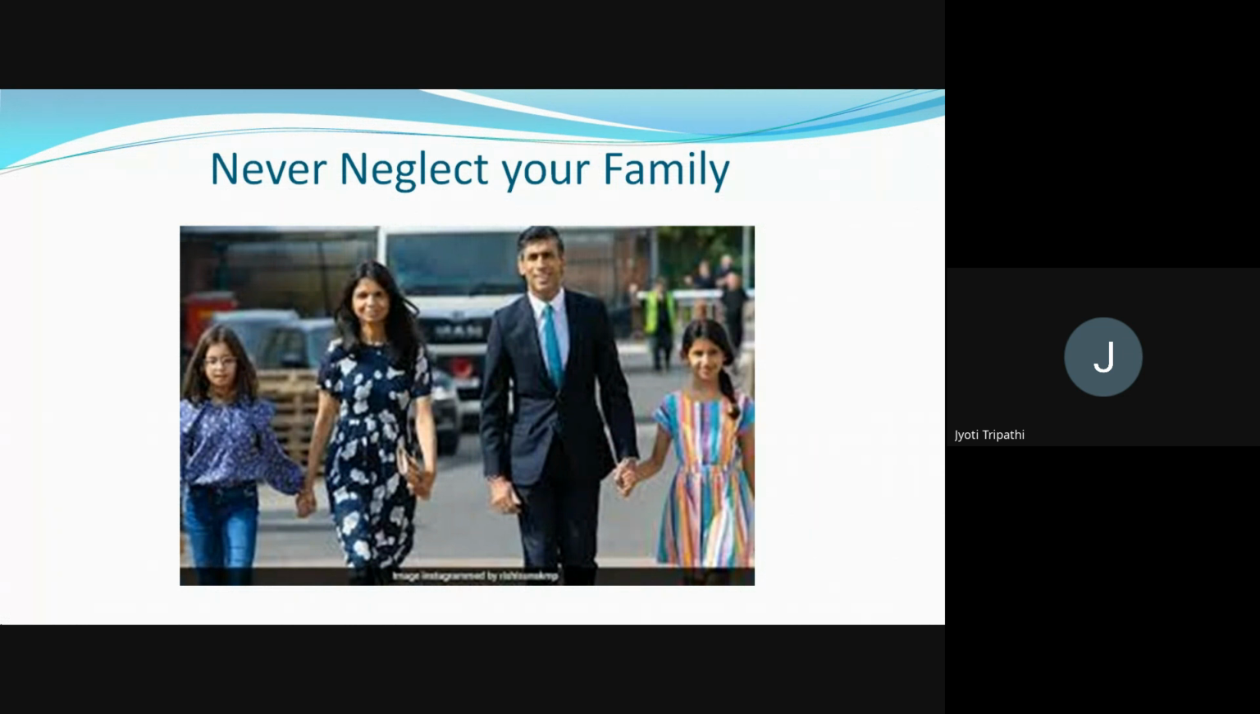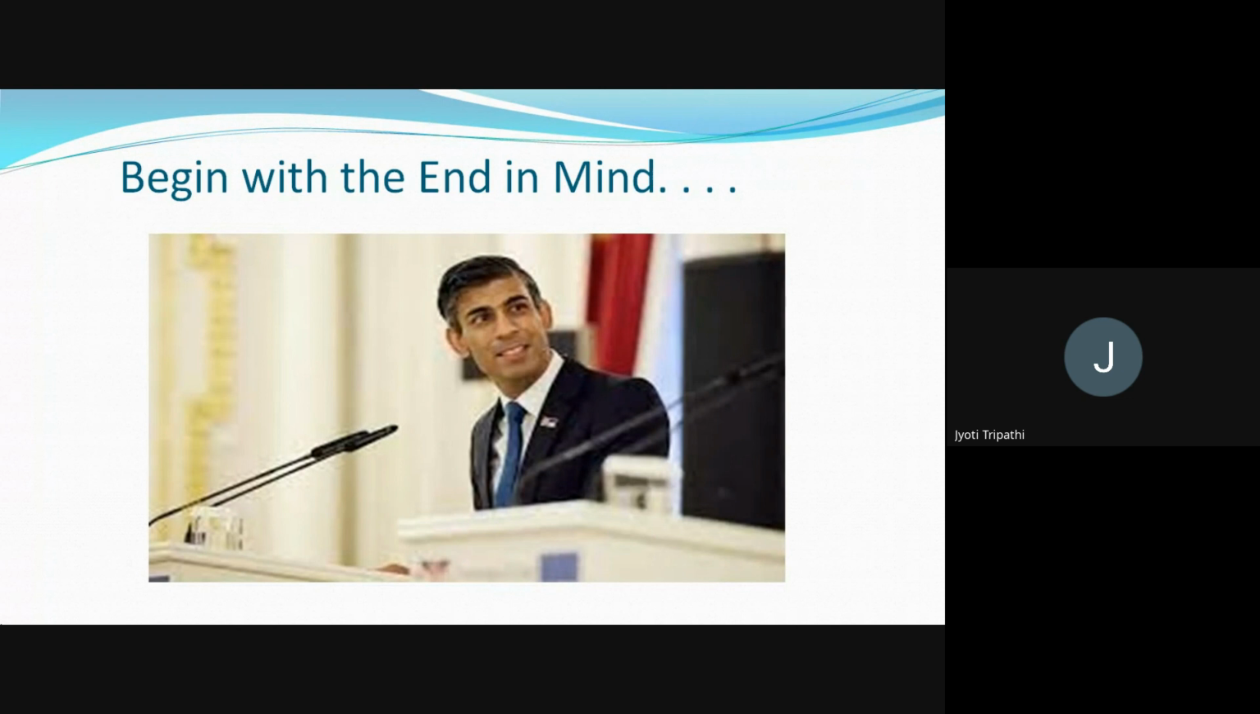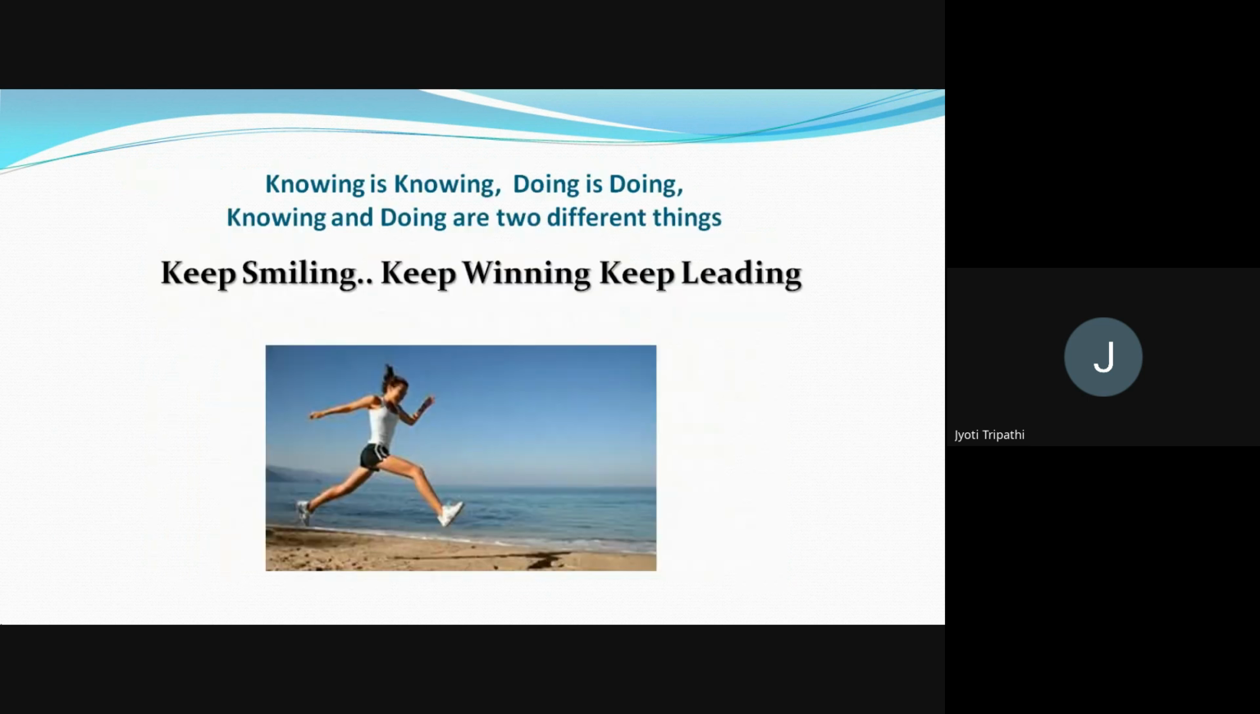Now, this is his family, two beautiful daughters, young wife, Miss Akshata Murthy, daughter of Mr. Narayan and Sudha Murthy, and he loves them a lot, and he says to be with the family, to be a family man. Begin with the end in mind. I mean, thinking out of the box, thinking creative, unleashing your creativity. Okay, so all these pointers we have discussed. And this is the last slide.